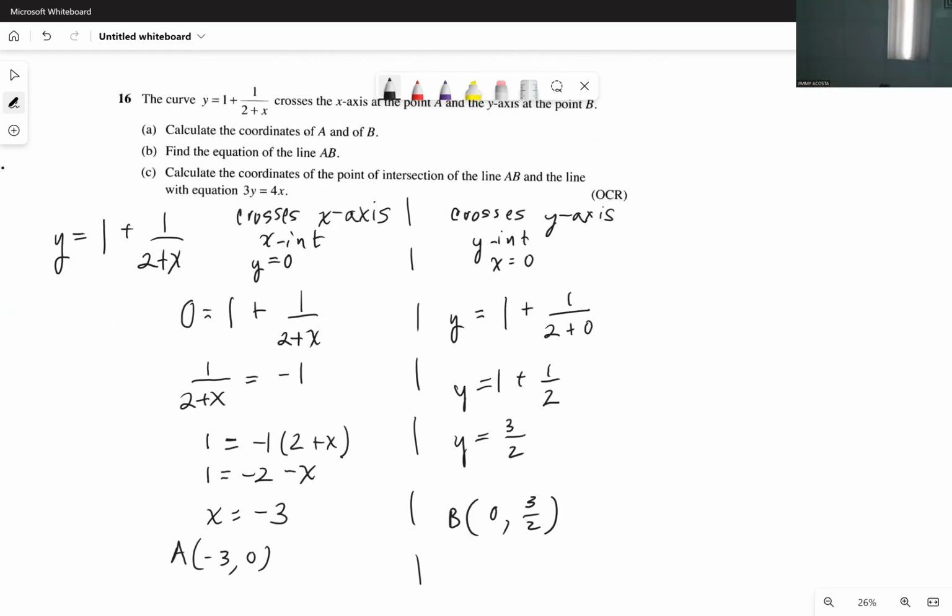Now that you have 2 points, could you find an equation for the line? Yes. And then after that, you would calculate the coordinates of the point of intersection of line AB and the line with the equation 3y equals 4x. I have lost interest in this question. I'm going to go ahead and do it because you should be able to finish this question now. I'll do it because I want to provide you some examples, but it's not interesting anymore. I mean, it wasn't interesting.